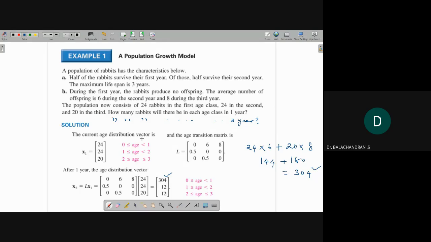Next, after 1 year, half of the rabbits survive their first year. Initially you have 24 rabbits. Half of them survive in the first year. Half of 24 is 12. After 1 year, you have only 12 in the second age group, because these 24, after 1 year, will become the third age class, the age between 2 and 3.